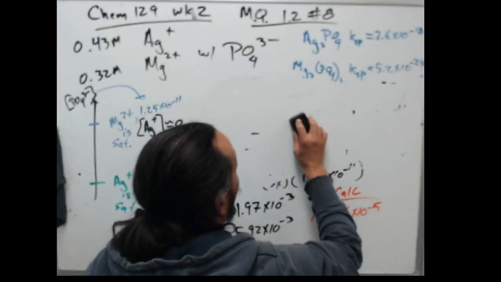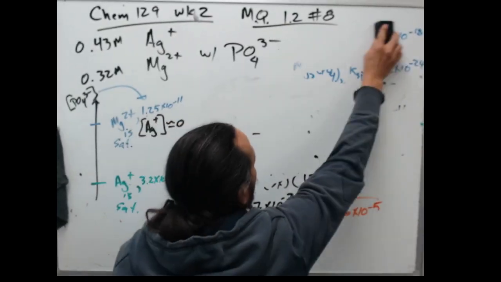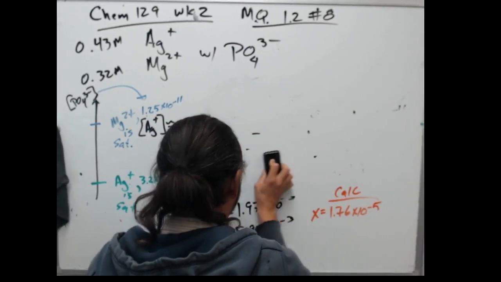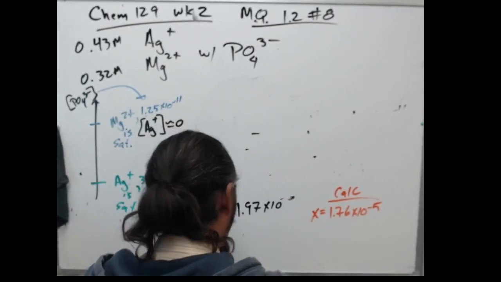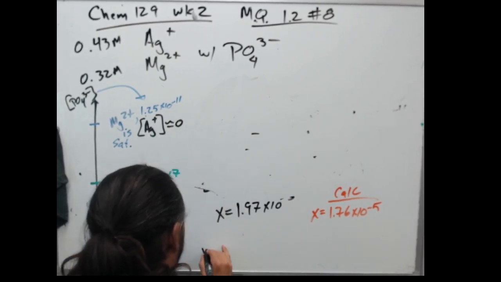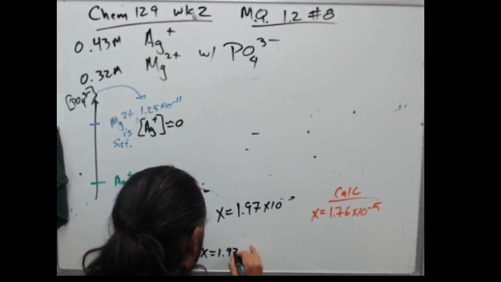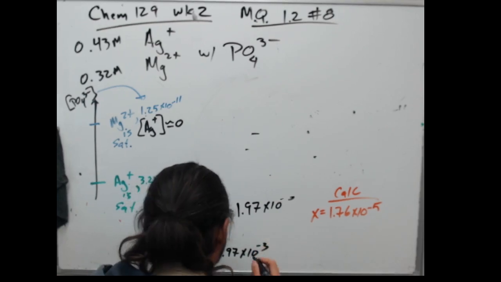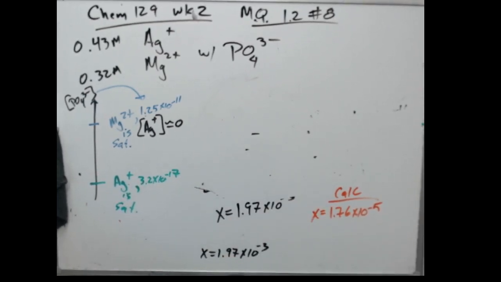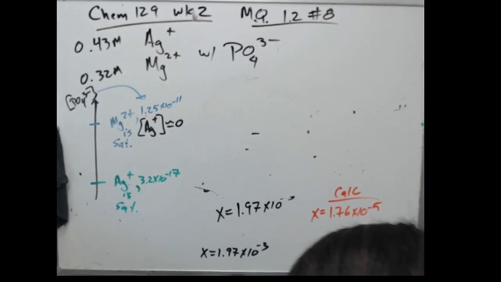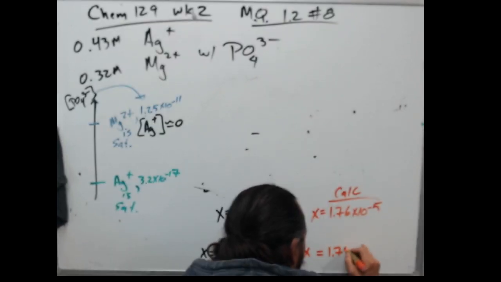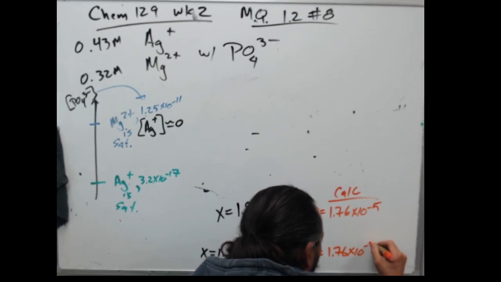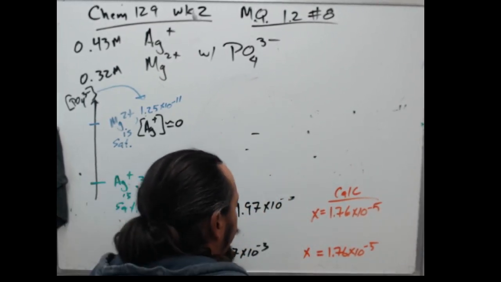I'm keeping so many things. I'm going to keep these calculated values here for X. I'm going to move them down a little bit. X is equal to 1.97 times 10 minus 3. Now on LabPal, it's going to ask us for the approximate value, but I'm going to keep track of the 6 times 10 minus 5, the real value as well.